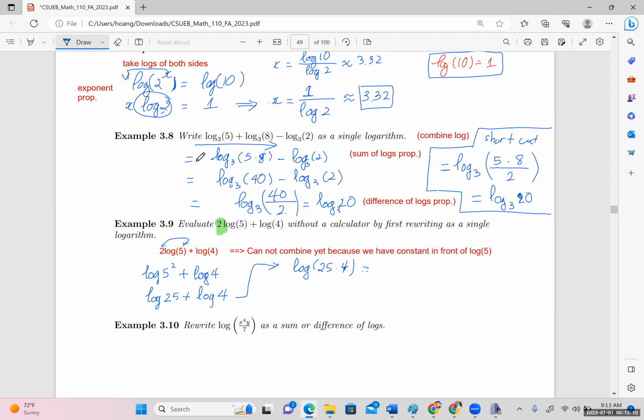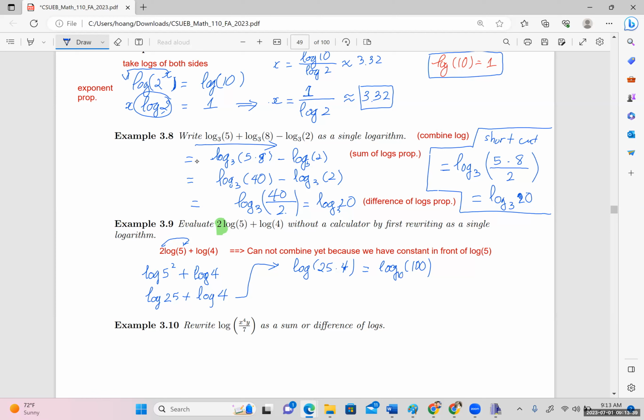And you get log of 100. If you are not allowed to use a calculator in this case, you should think that it should be a nice number. So think about log of 100.